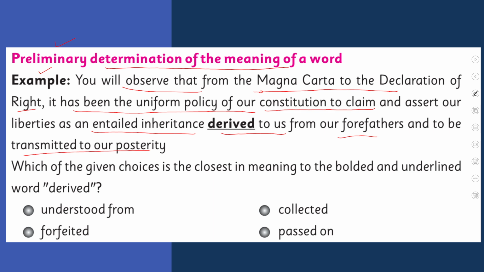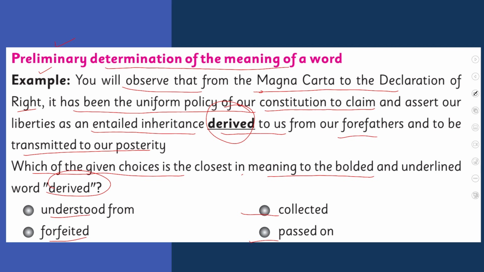Now, we have this sentence, a very long one, with the word derived underlined and bold. Which of the given choices is closest in meaning to the bolded and underlined word derived? What do we mean by derived? Understood from, fortified, collected, or passed on.